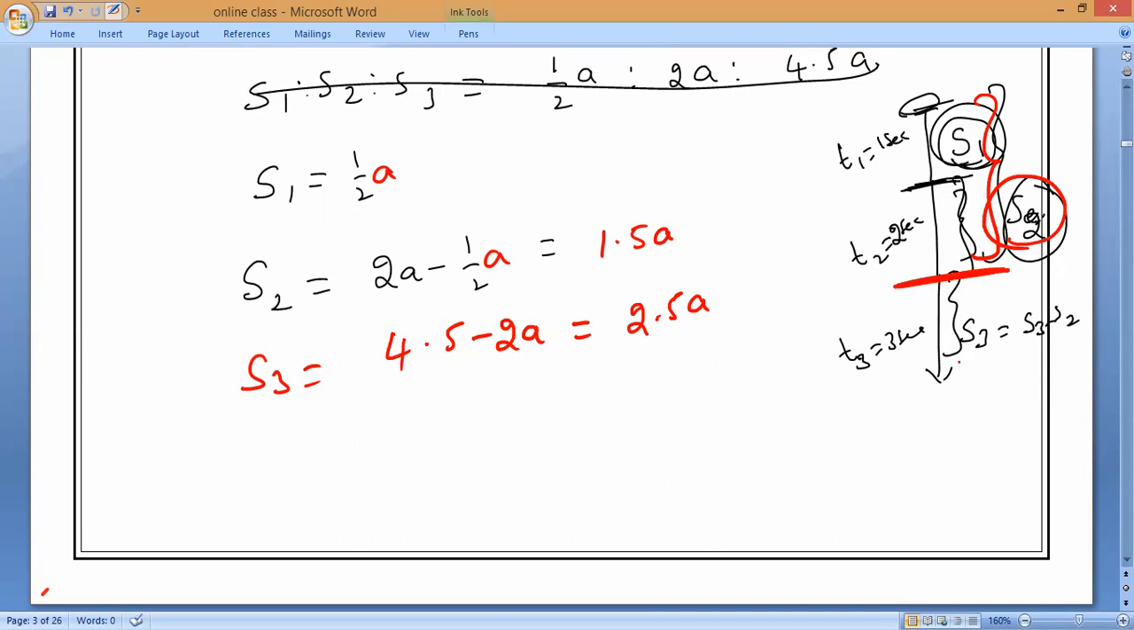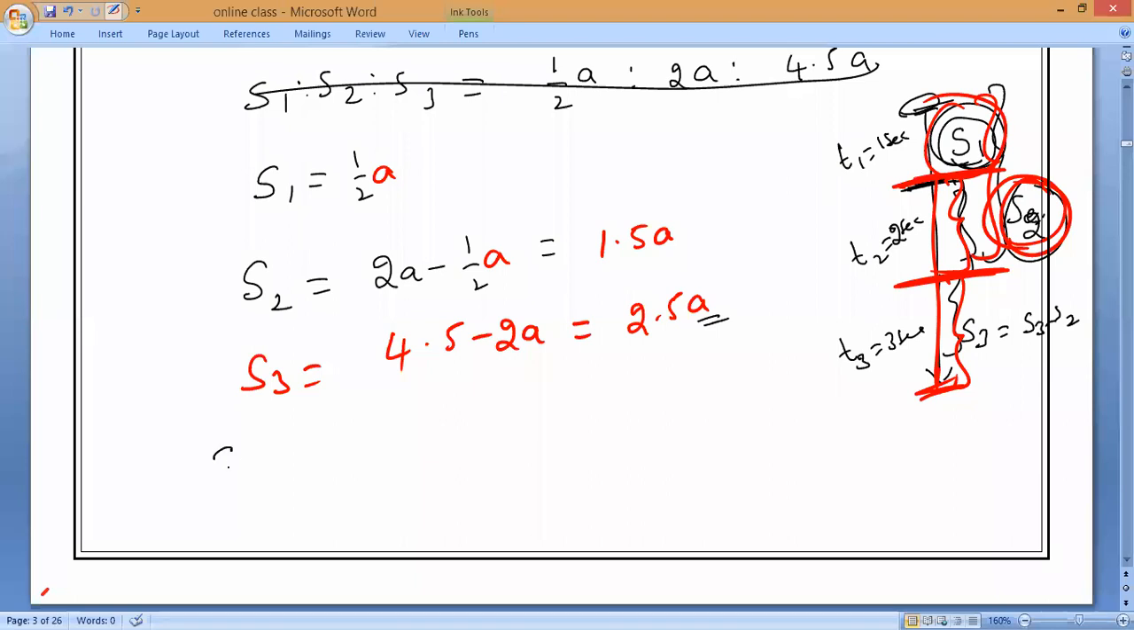Okay, sir. Understand? Now S3 means we no need to consider S1. From this point to this point, if you want S3 alone, then this totally we have to subtract. This totally means what? S2. Do you understand, Hari? Yes, sir. So this is the S3.